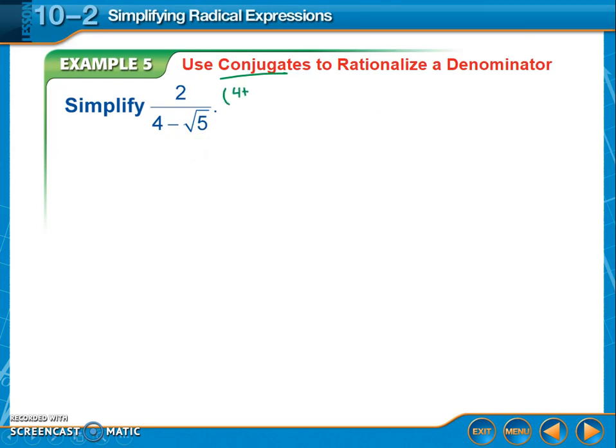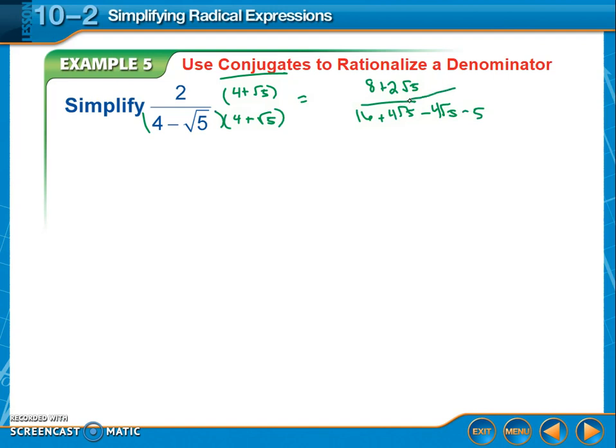So to the top, 4 plus the square root of 5, and also to the bottom, so it's like multiplying by 1. I haven't changed it. Okay, on the top, when I distribute that 2 in, I'm going to get 8 plus 2 square root 5. And on the bottom, this is like foiling now. This is a binomial times a binomial. So I'm going to do my first terms, which is 16. My outside terms is going to be plus 4 square root 5. My inside terms is going to be minus 4 square root 5. And my last terms, square root of 5 times the square root of 5 becomes 5. So it's going to be minus 5.